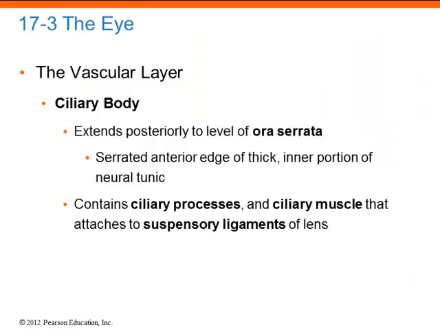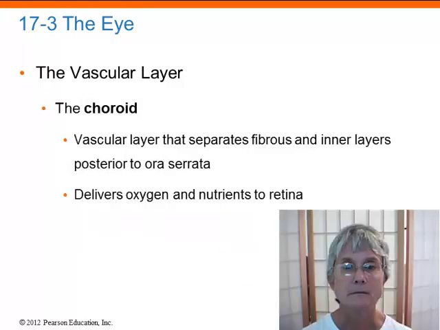The ciliary body contains ciliary processes and ciliary muscles. The ciliary muscles attach to the suspensory ligaments of the lens, as we'll see in our next presentation. The ciliary processes produce the aqueous humor. The choroid layer is the vascular layer in the posterior cavity of the eye. It provides blood and lymphatics to the retina.